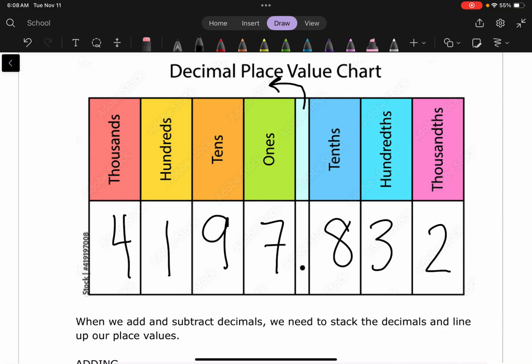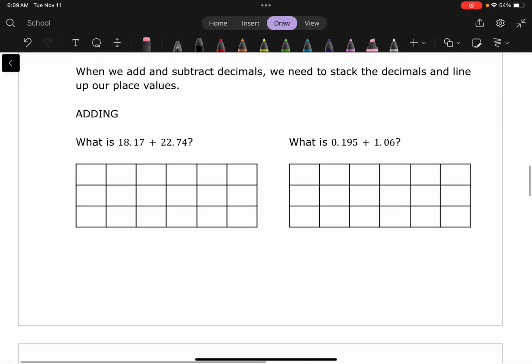Those are normal. On the right side of the decimal, all of them end in THS to remind us that they are on the right side of the decimal. So we have the tenths, we have the hundredths, we have the thousandths, okay? And make sure that you notice that you don't have a oneths. A oneths doesn't exist, okay? We just have tenths, hundredths, and thousandths. Awesome. Okay, when we add and subtract decimals, we need to stack the decimals and line up our place values.